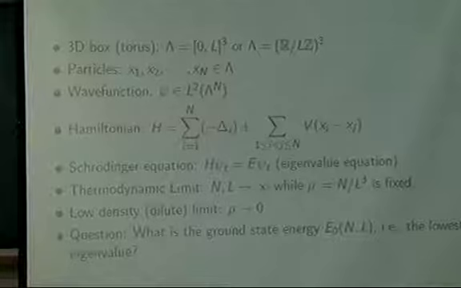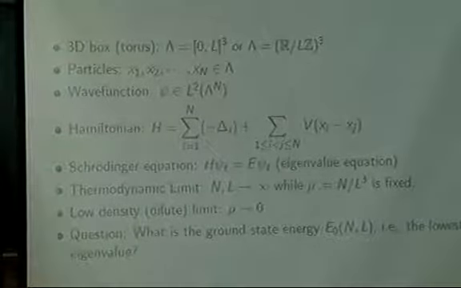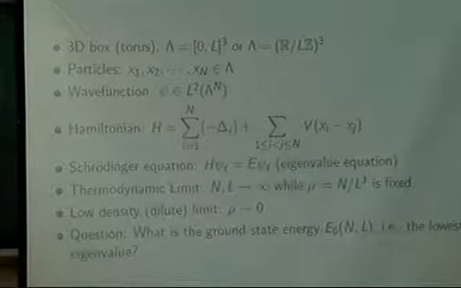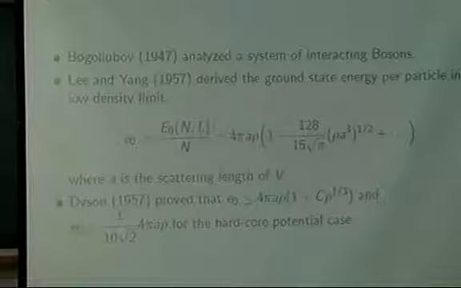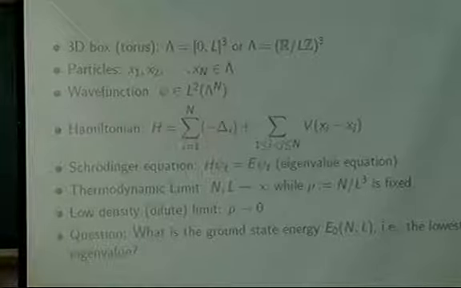So the question is, what is the lowest eigenvalue of this equation, or the ground state energy? E is a number, yes. H is an operator. So that's why it is an eigenvalue equation. E0 is the lowest eigenvalue, the smallest one.